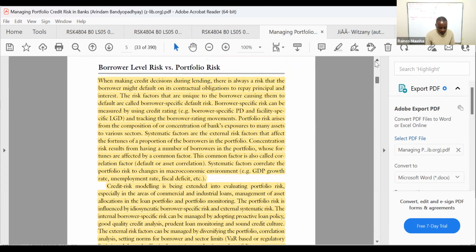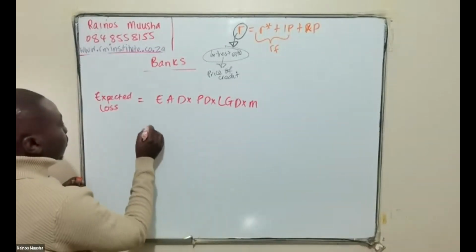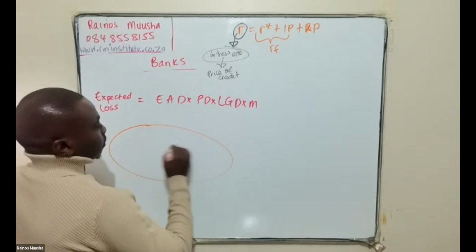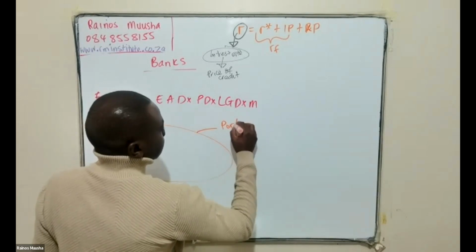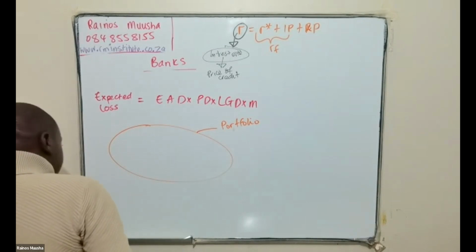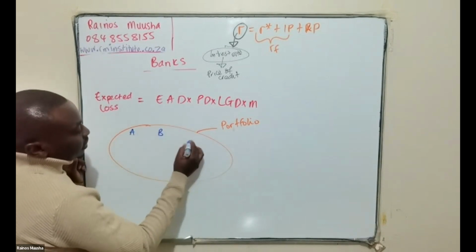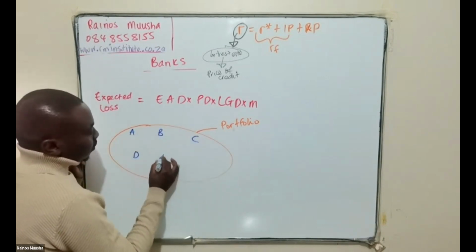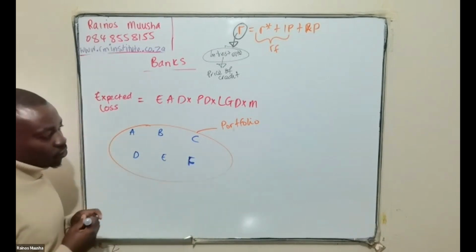So when you look at borrower level risks and portfolio risks, we're basically saying, this is the portfolio. The bank's portfolio is made up of loan A, loan B, loan C, loan D, loan E, loan F. Let's say it's made up of these loans, right?